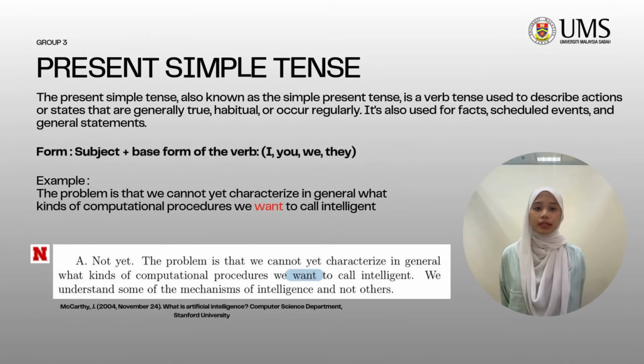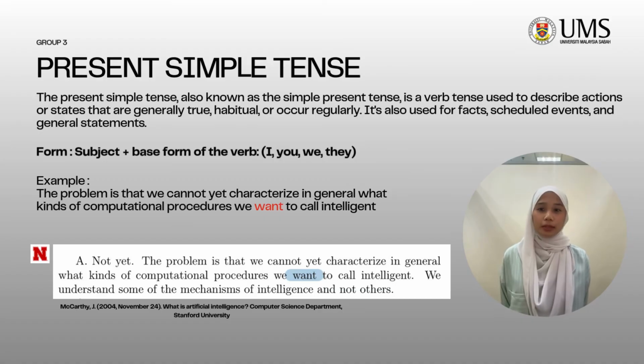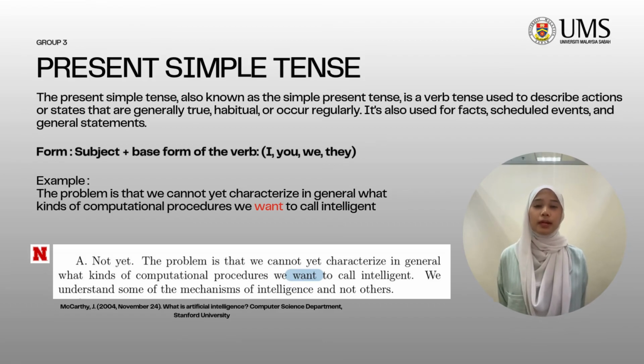The present simple tense, also known as the simple present tense, is used to describe actions or states that are generally true, habitual, or happen regularly. We also use it for fact, scheduled events, and general statements. The basic form is subject plus base form of the verb. For example, with subjects like I, you, we, and they, we simply use the base verb.